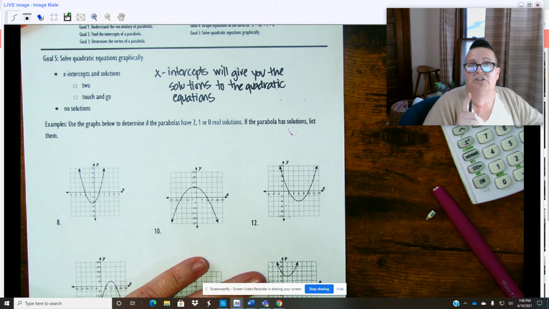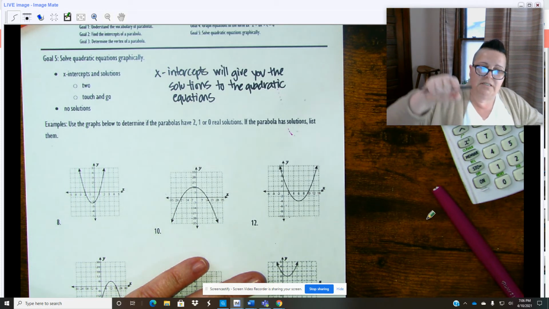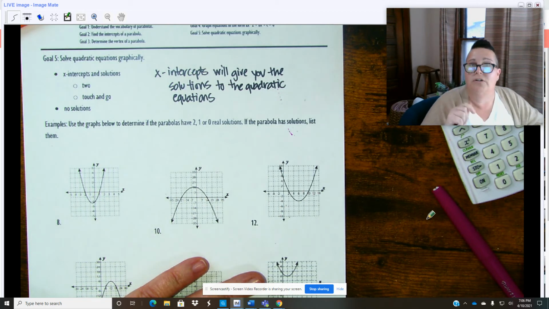This is called a touch and go. It basically means that your x-intercept touches and leaves again. Your vertex is on the x-intercept. And the third option is that there are no solutions. If there are no solutions, then you will not have any x-intercepts at all, so it will not cross the x-axis.